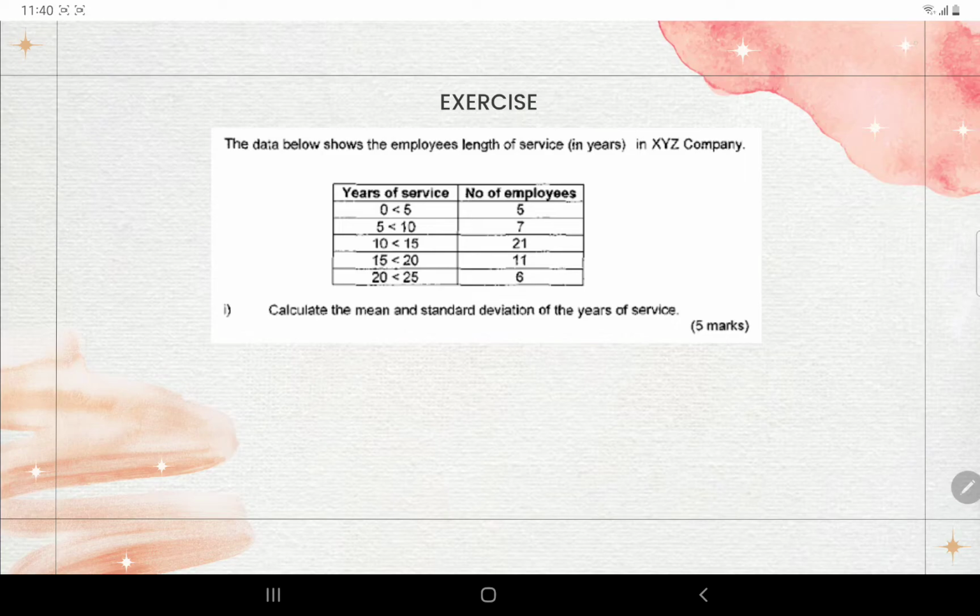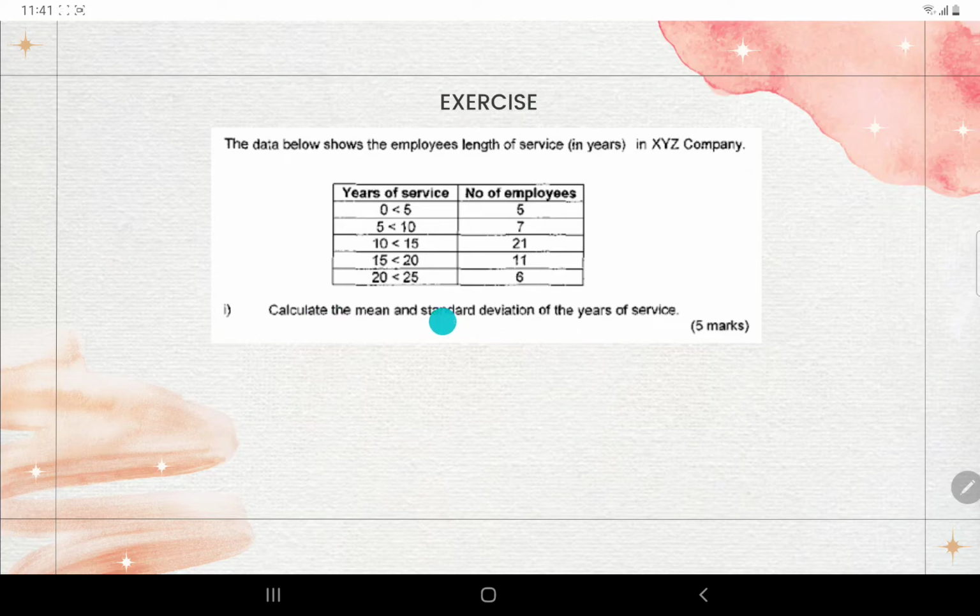The data below shows the employees' length of service in years in XYZ company. So this is the type of group data, so you need to calculate the mean and standard deviation. This time I will only show you how to find the standard deviation, because we have learned how to find the mean in the previous week.